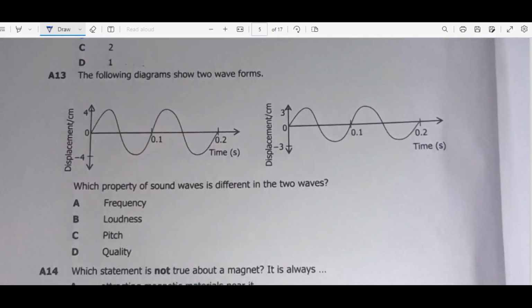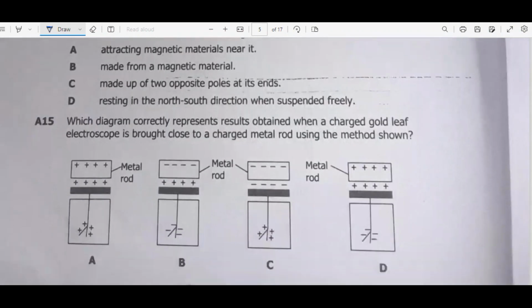13. The following diagrams show 2 waveforms. Which property of sound wave is different in the 2 waves? So let's focus on what was different here. So the whole thing, it was about the amplitudes. This amplitude is greater than this amplitude. The property of sound that can be affected by amplitude is loudness.